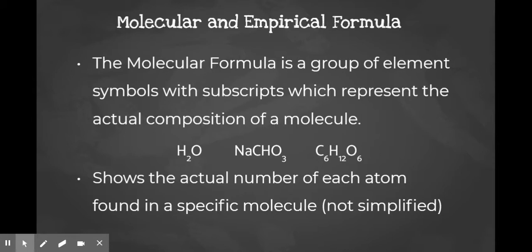So these molecular formulas show the actual number of every atom found in a molecule. They aren't simplified, they aren't anything. So water is 2 hydrogens, 1 oxygen. Glucose is 6 carbons, 12 hydrogens, 6 oxygens. If we could look at one single molecule, that's what we would see. That is the molecular formula.